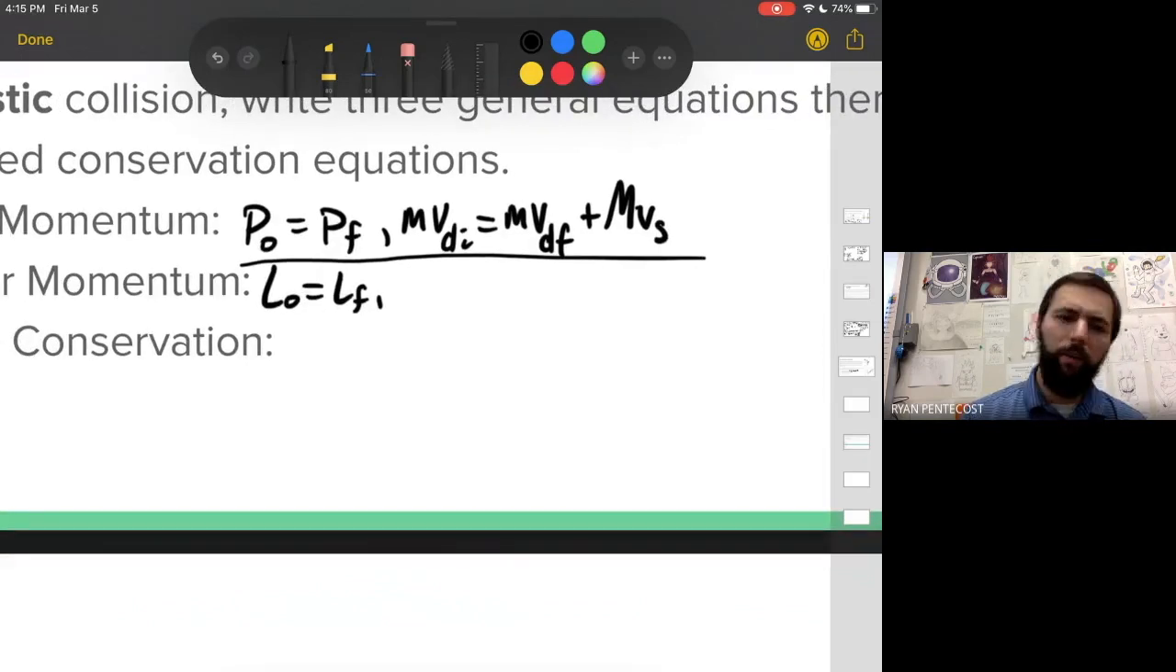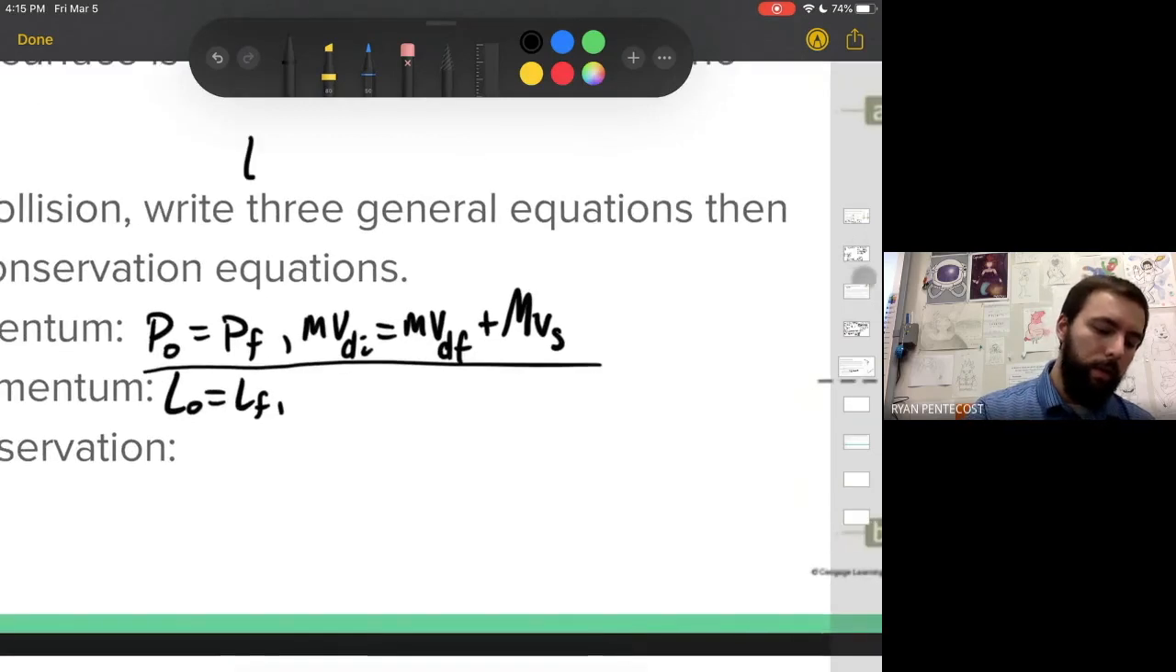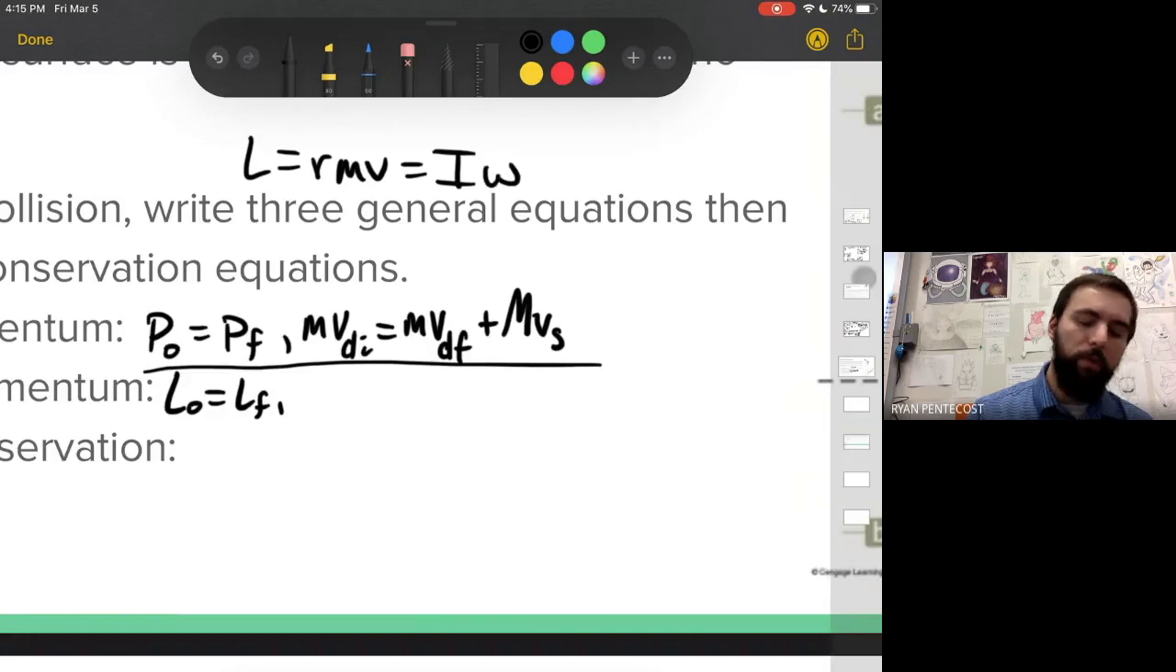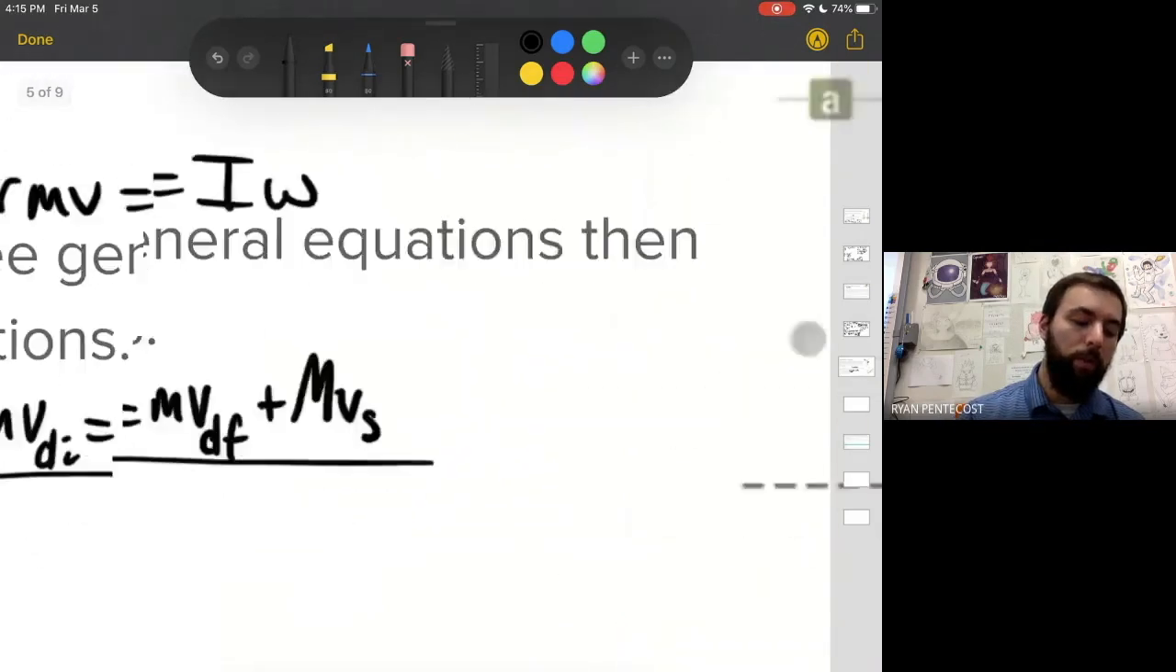We have a disk traveling in a straight line. Well, remember that L equals RMV and I omega. So for a particle moving in a straight line, we can use RMV to describe its angular momentum. Now we do have an R here. There is a radius from the velocity vector of the disk to this meaningful point, which is the level at which the stick has its center of mass. So that is a meaningful radius. We're going to use that radius.